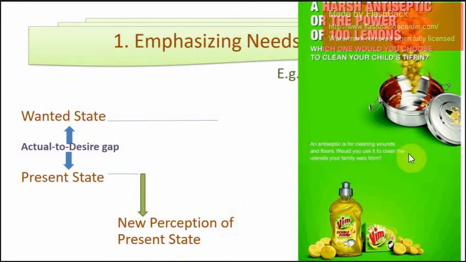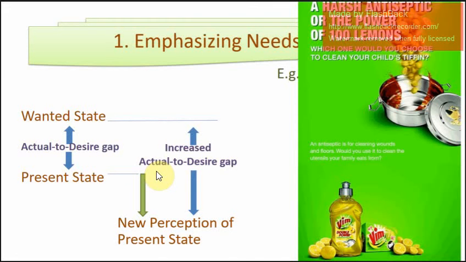So, this reduces the perception of the present state in the minds of the consumer. This is where they emphasize that instead of a harsh antiseptic, consumers should use the power of 100 lemons, and a consumer should not have any doubts in using a natural cleaning agent. So this shows that this actual to desired gap has increased now, and when this gap increases, then problem recognition happens.